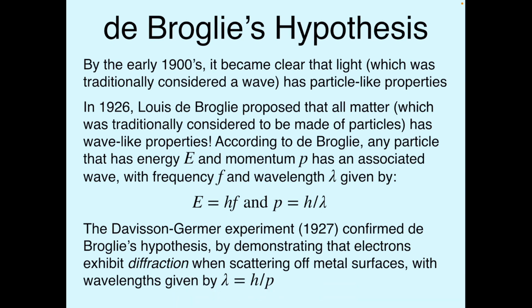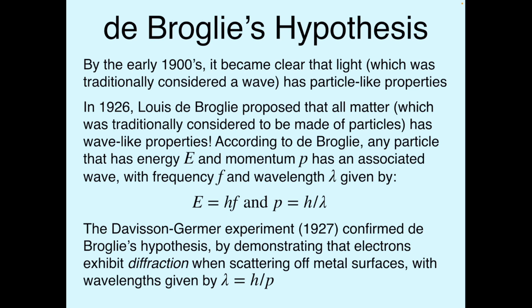Now, as strange as it may seem to say that a particle has a wave-like property, this was actually confirmed the very following year, in 1927, in something called the Davisson-Germer experiment. Roughly, this is what was done in the experiment. Electrons were shot at metal surfaces, and the scattering of those electrons off the surface was observed. In this experiment, it was demonstrated that electrons exhibit diffraction when they scatter off these metal surfaces.